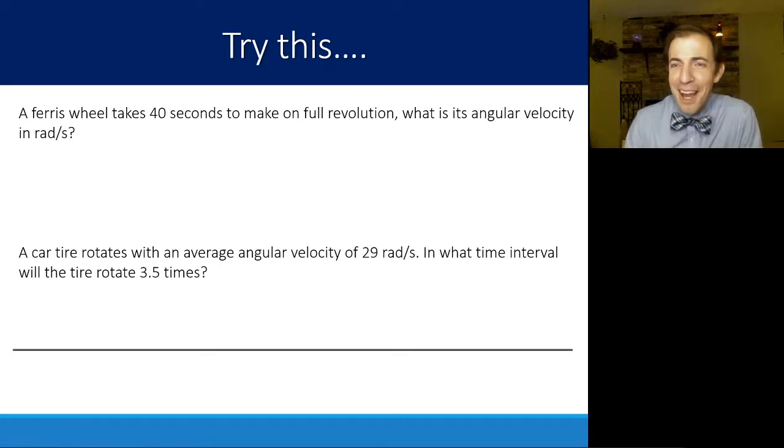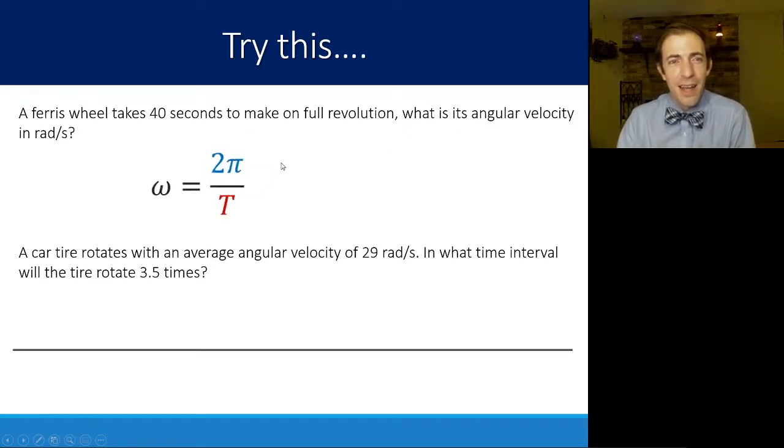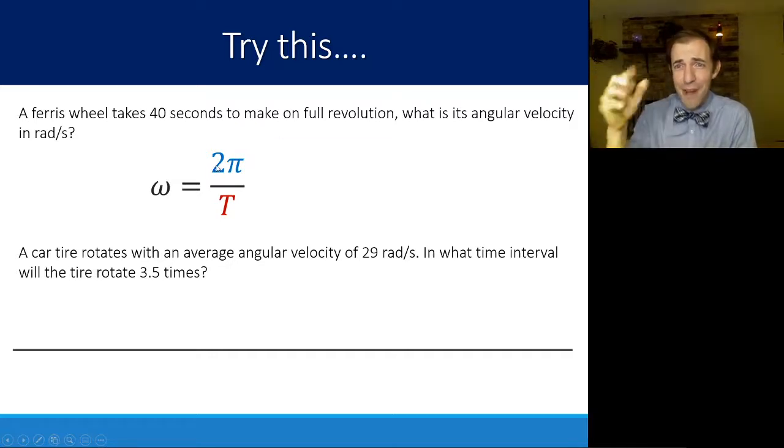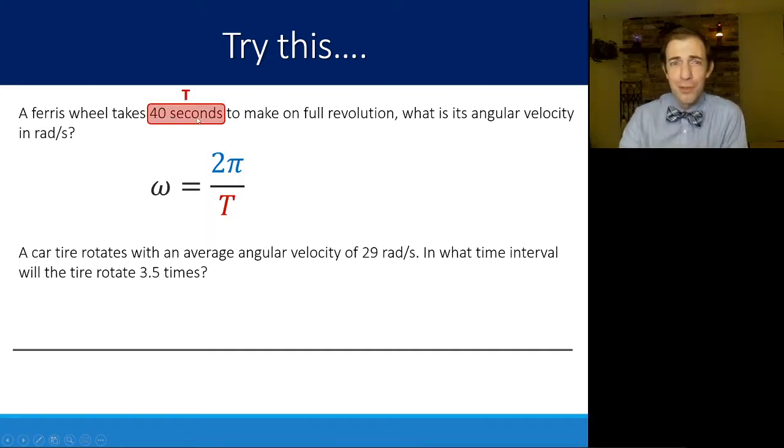So with this in mind, we can calculate in a couple different ways this angular velocity. Say a Ferris wheel takes 40 seconds to make a full revolution. What is its angular velocity in radians per second? Again, if we know that it's just one revolution, we can use this simplified version and say it's 2 pi. That's the radians that it went around for one revolution. And the time is the time for one complete revolution. That's the period, 40 seconds in this case.